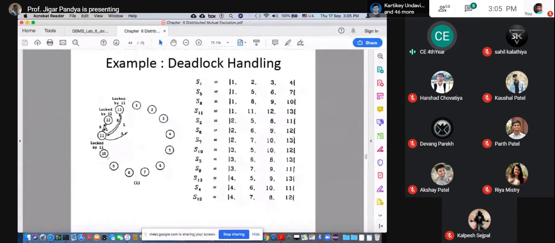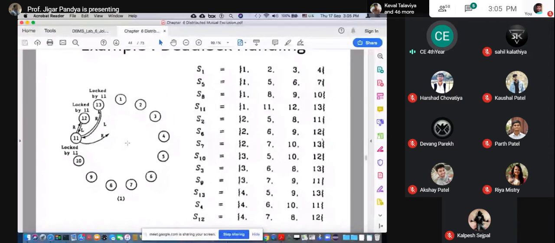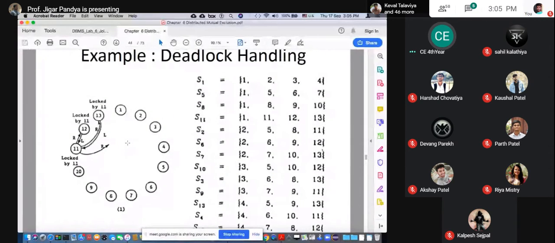Can someone try deciphering this image? It is basically conveying that there is a deadlock. If you can decipher it, fine, otherwise I will definitely do that. Can someone decipher this image, which actually conveys that there is a deadlock? Fine. So let's understand. We have all these sites, which are nothing but these numbers 1, 2, 3. They are site numbers, computer numbers.